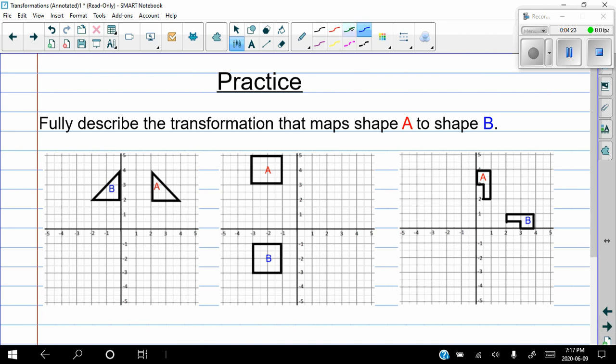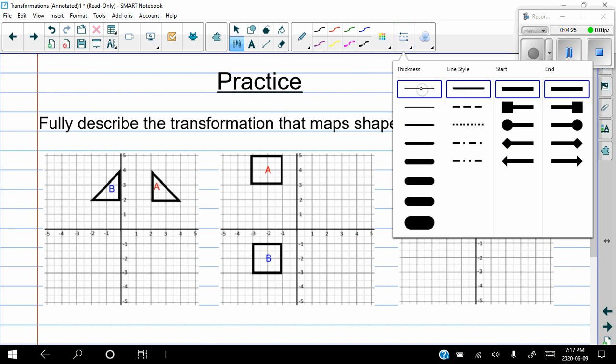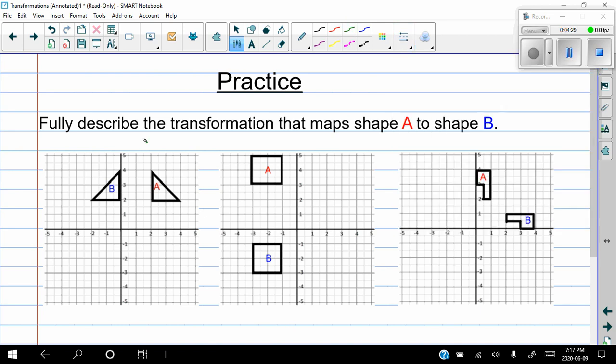All right, well, welcome back. So we are going to look at fully describing these transformations that map A to B. So we notice that it's a reflection for this left one for sure, because the orientation looks like a mirror image, right? The second one, we can't really describe too much, but we could tell that we could get that shape back if we did a reflection.